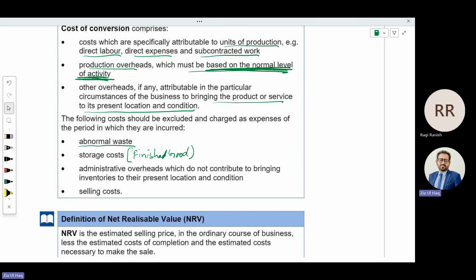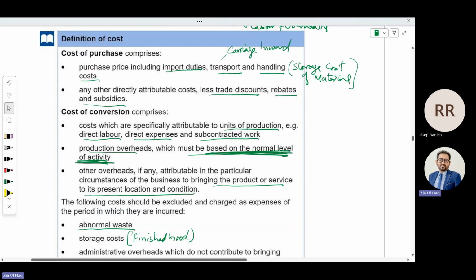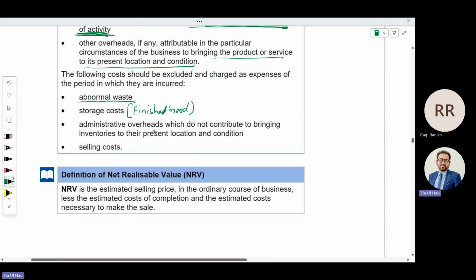Because that is business operating expenditure. Before selling, you are holding inventory, so that is your admin expense. But if you are storing material before putting into production, that should be part of inventory cost. Admin overheads which do not contribute to bringing inventories to their present location and condition, meaning factory, land and building of the business, motor vehicles, if they are not part of production, their depreciation should be charged as operating expense rather than production cost. And selling cost should not be part of inventory cost.